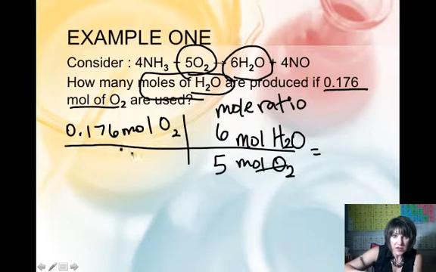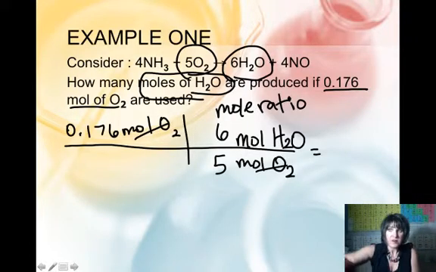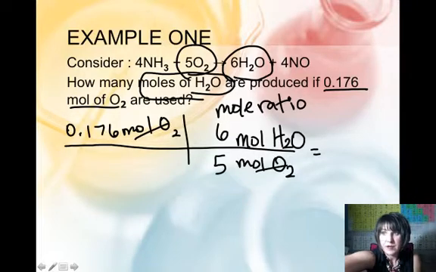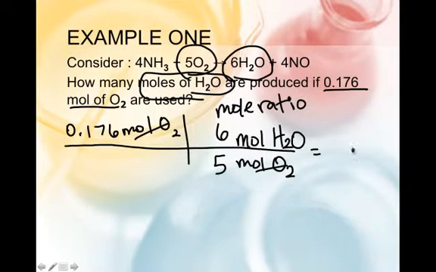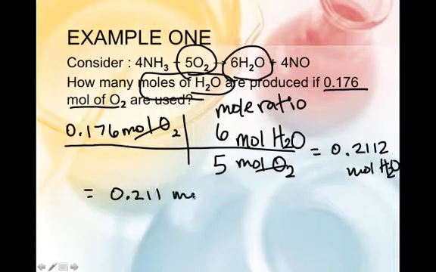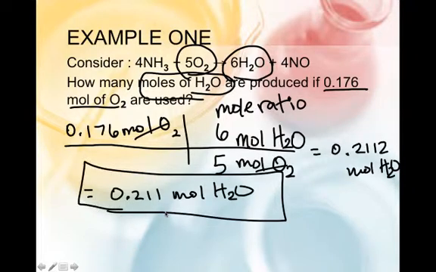So now that I've got moles of oxygen to cancel, and I'm left with moles of water, then my problem's done. What do we do to solve this? The top times the top, and the bottom times the bottom. So let me get my calculator out, and we'll work it out. So I got this number, 0.2112 moles of water. Now I'm going to look at my sig figs. I'm allowed to keep 3 of those digits, so let's round this to 0.211 moles of water. And you'll put a box around your answer, because that's the way I like it. Great, that's it. Your turn.